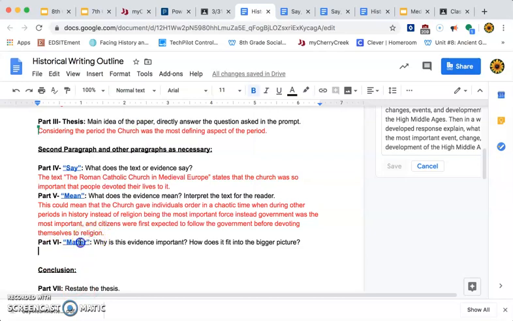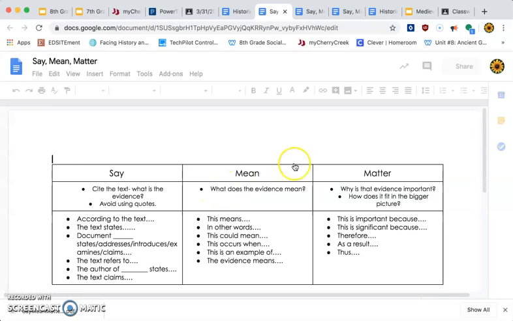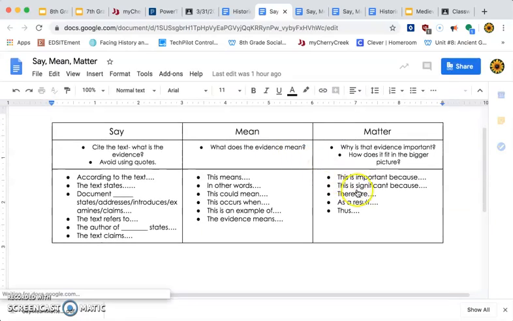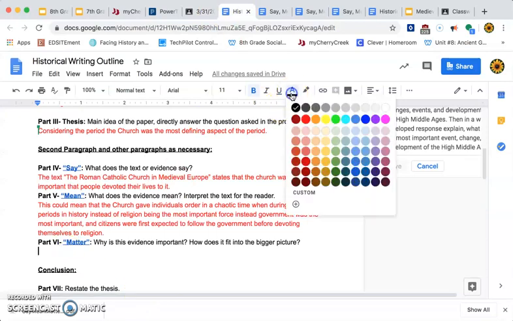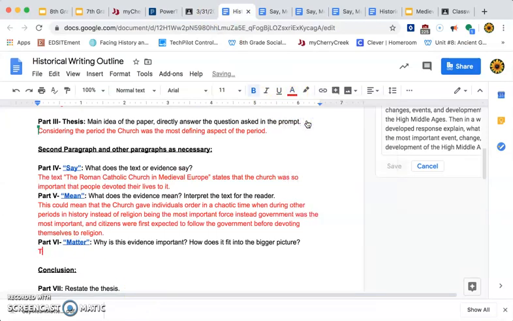Matter. Why is this evidence important? Again, let's click on this stem doc. Matter. Why is this? Why do we care? How does this connect? I'm going to say therefore. Oops. Therefore, religion was the most important aspect of the, connecting it, early Middle Ages.